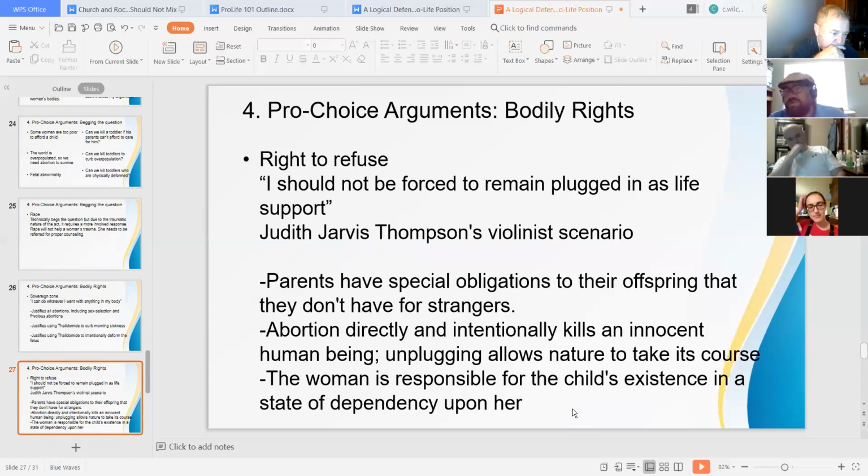If you haven't heard that one, in a nutshell, you wake up one morning and you're back to back in a hospital bed with a famous unconscious violinist. You try to get up, but you can't because you realize that you're connected at the kidneys to this violinist.